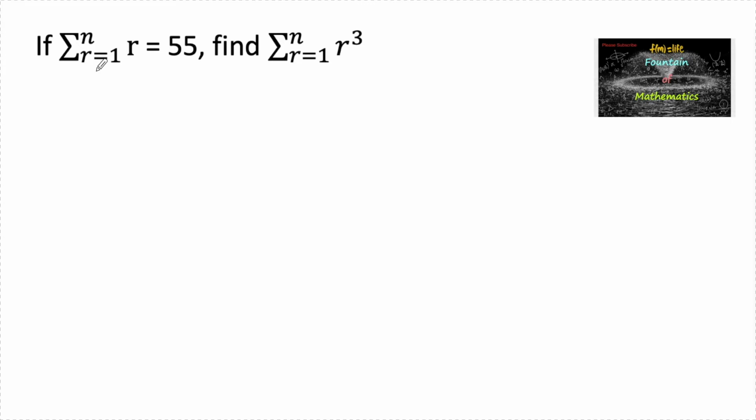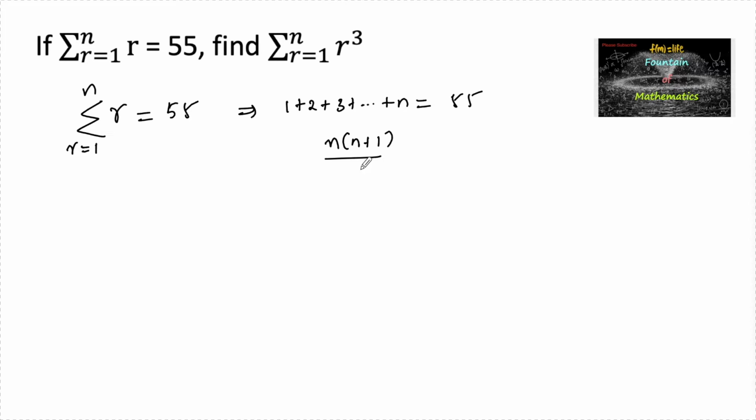If summation r is equal to 1 to n, r is equal to 55, and summation r is equal to 1 to n, r power 3, we have to find. Summation r is equal to 1 to n, r is equal to 55, that is the sum of first n natural numbers, that is 1 plus 2 plus 3 and so on n is equal to 55, that is n into n plus 1 by 2. We know the sum of first n natural numbers n into n plus 1 by 2 is equal to 55. Let us consider this as equation 1.